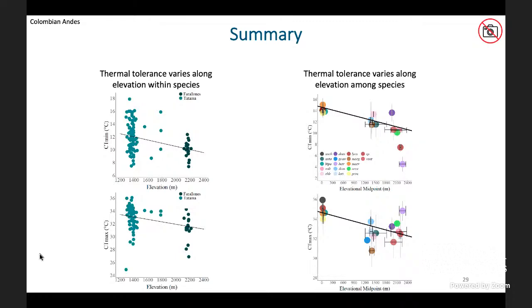So basically, the results for today, again, this is an ongoing project. I have a lot of analysis to do, but we found a really cool pattern: both CTmin and CTmax are changing as we go up in elevation, both within species and between species.